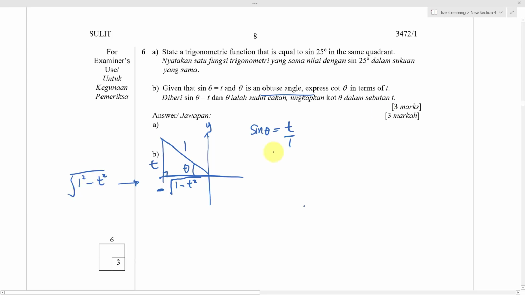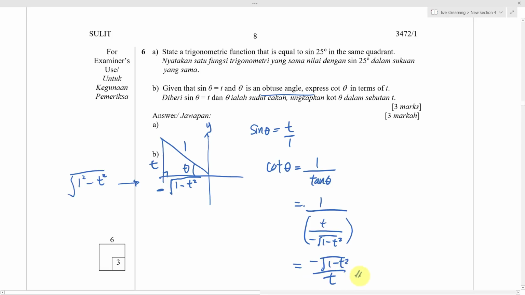Alright, then the question asks me to find the cotangent theta. Cotangent equals 1 over tangent theta. And then we can get our tangent here. Tangent is OA, t over negative square root of 1 minus t square. So for this one, I simplify the fraction: negative square root of 1 minus t square over t. Alright, this is how I get my cotangent theta.